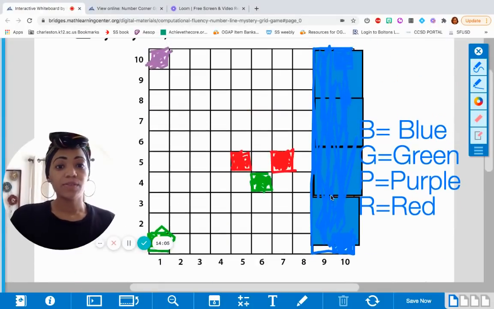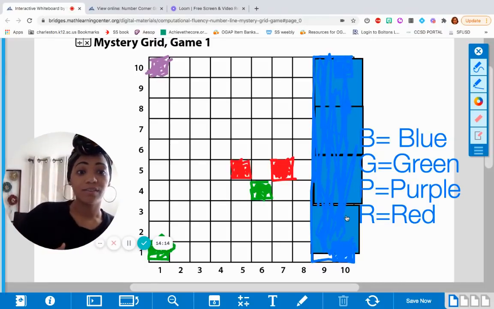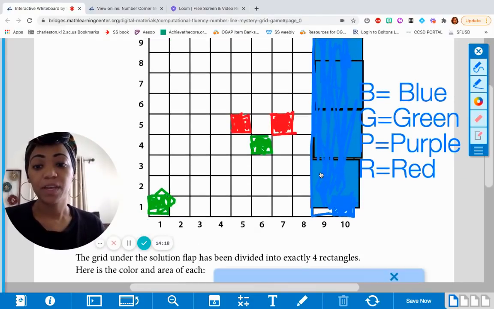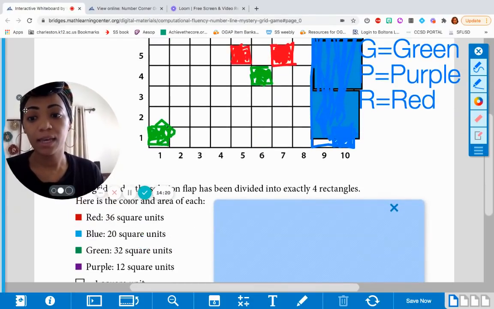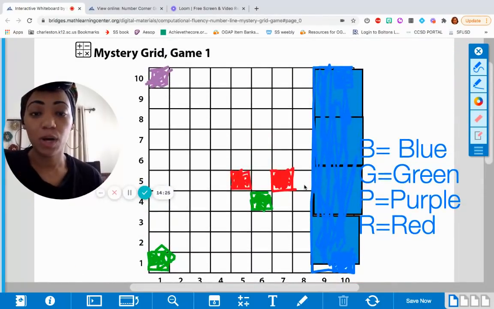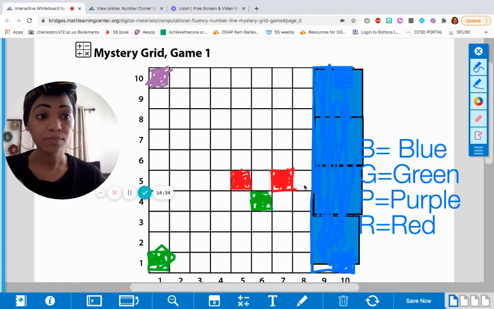All right, so now that we know our blue space, can we make predictions for our red space, for our purple space, for our green space? Let's start with purple. Purple has an area of 12 square units. So what are some dimensions of 12? Or factor pairs? Yeah, 2 times 6, 4 times 3. So let's check it out.